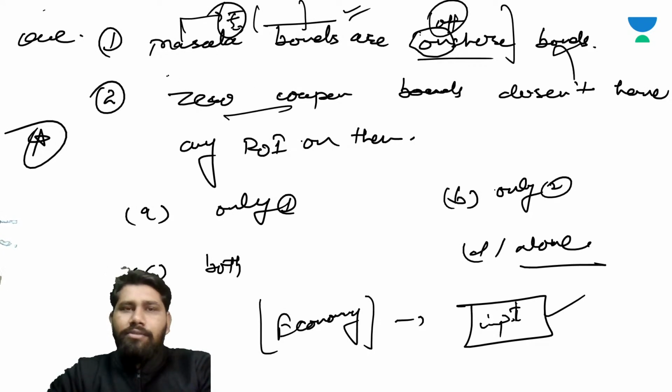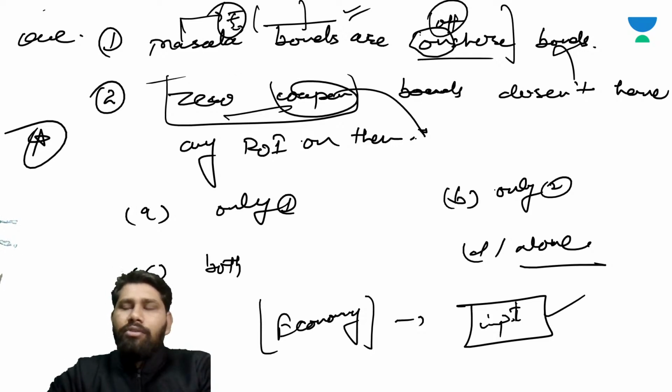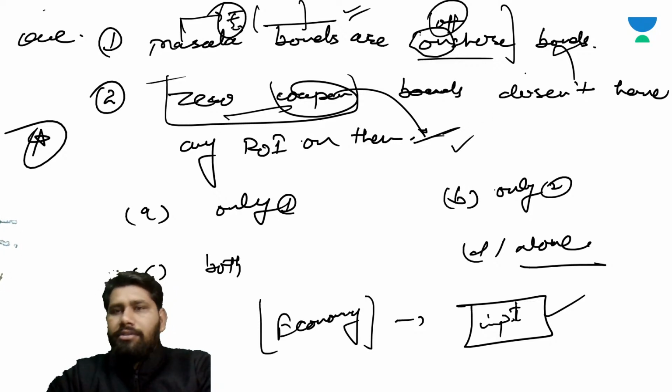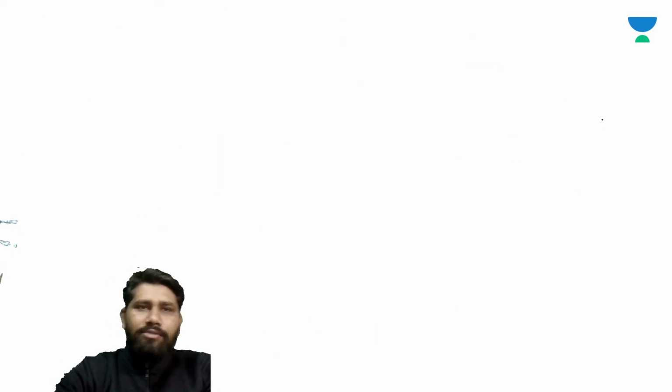Zero coupon means what is the meaning of coupon, guys? The actual meaning of coupon is rate of interest. So they are actually non-interest bearing kind of bonds. Second statement is right, first is wrong. B becomes the correct answer. Let's move towards the next question.